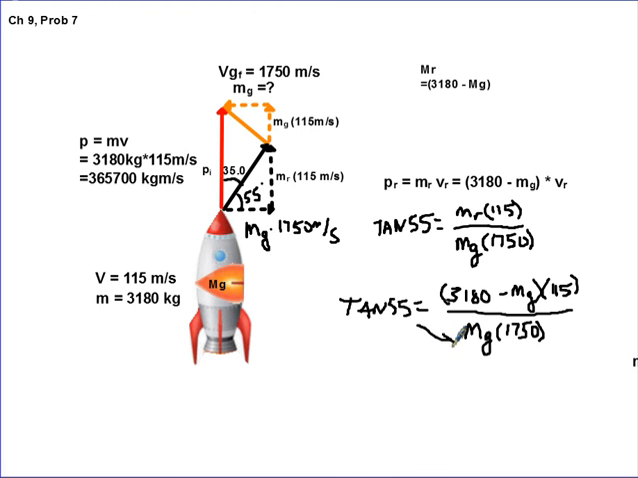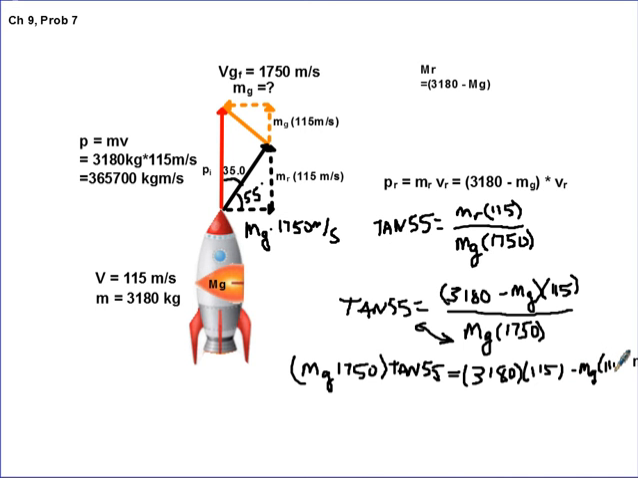Now I'm going to have to do some multiplying here. I'm going to multiply both sides by m_g times 1750. You probably don't need to watch this if you don't want to, but I'm going to put this here to get the equation set up so that it's a little easier to solve, and you can see maybe how we're going to solve it. That is equal to, I'm going to distribute this side, 3180 multiplied by 115, minus m_g times 115. That makes it a little easier for you to see.